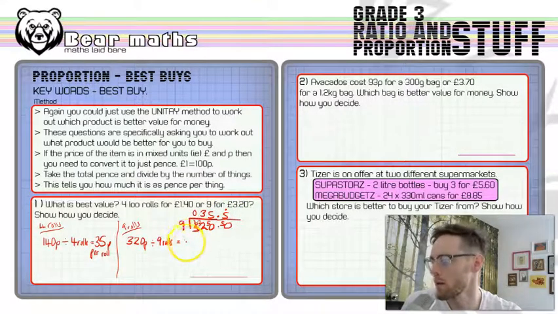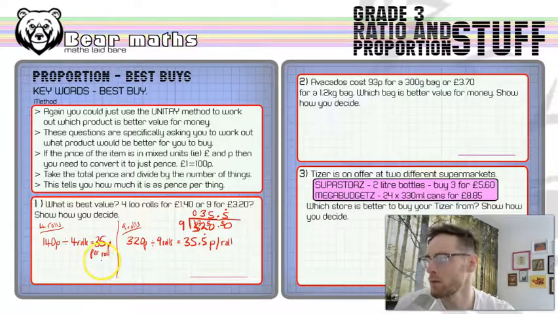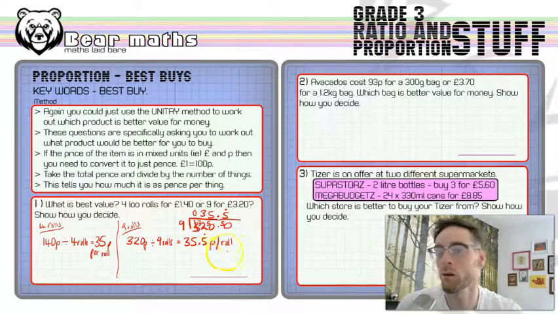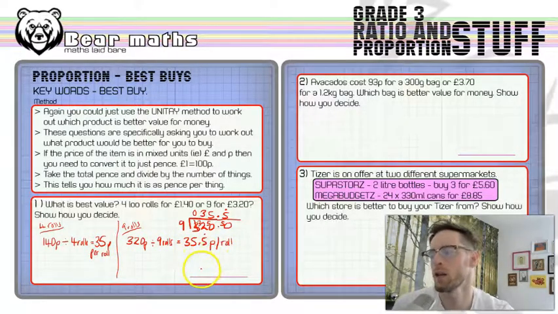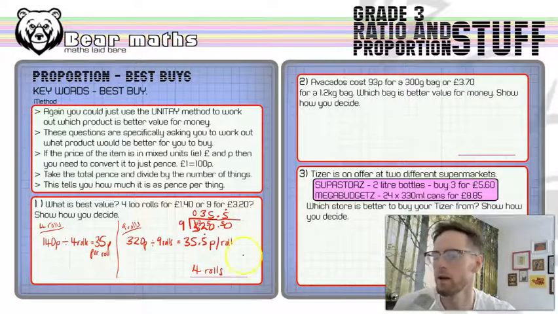So what we can say as our answer then is 35.5 recurring pence per roll. Now you can see very, very slightly that it is better value if you went and bought the 4 pack, because it's only 35p per roll, whereas the 9 pack is 35.5 recurring pence per roll, which is just slightly more. So we're going to say the 4 rolls is the one that is better value for money.